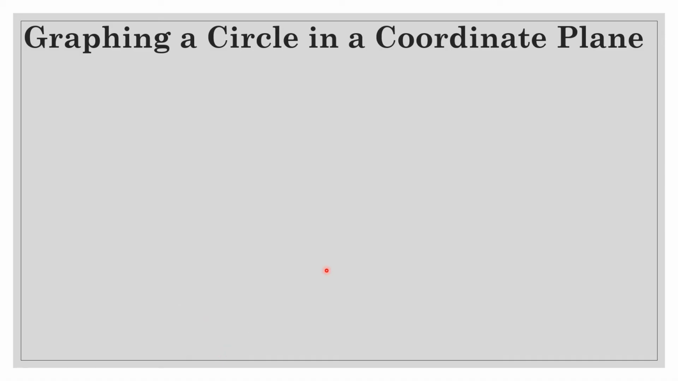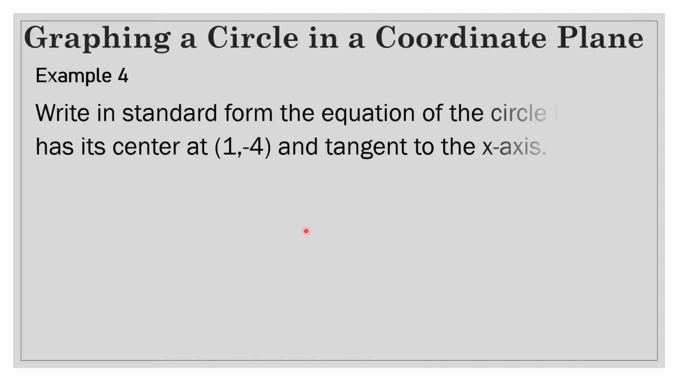Now, let's have our example number 4. Write in standard form the equation of the circle that has its center at 1, negative 4 and tangent to the x-axis. Ano ba ibig sabihin ng tangent to the x-axis? Tangent means didikit lang siya ng isang point dun sa ating x-axis.